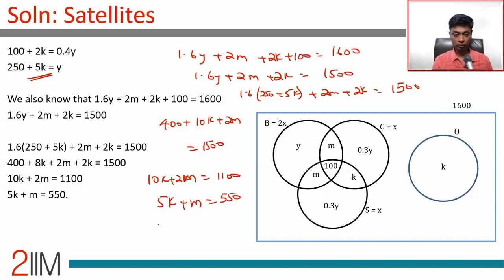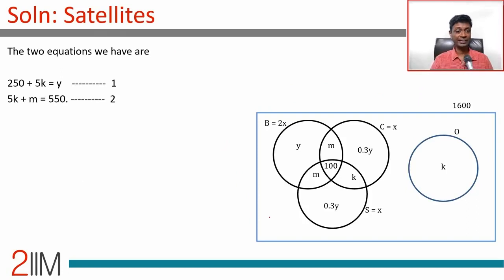We already know that 250 plus 5K equals Y. We know 5K plus M equals 550. Fine, wonderful. So we can get a link between M and Y also. We have a link between K and M, K and Y, and M and Y. So let's put these in. So I'm going to capture these two as equations. 250 plus 5K is Y. 5K plus M is 550.